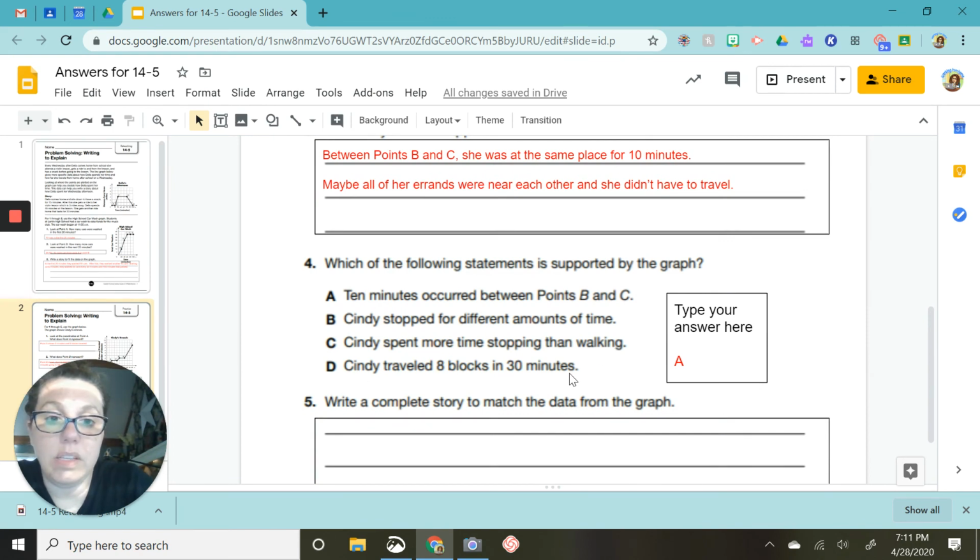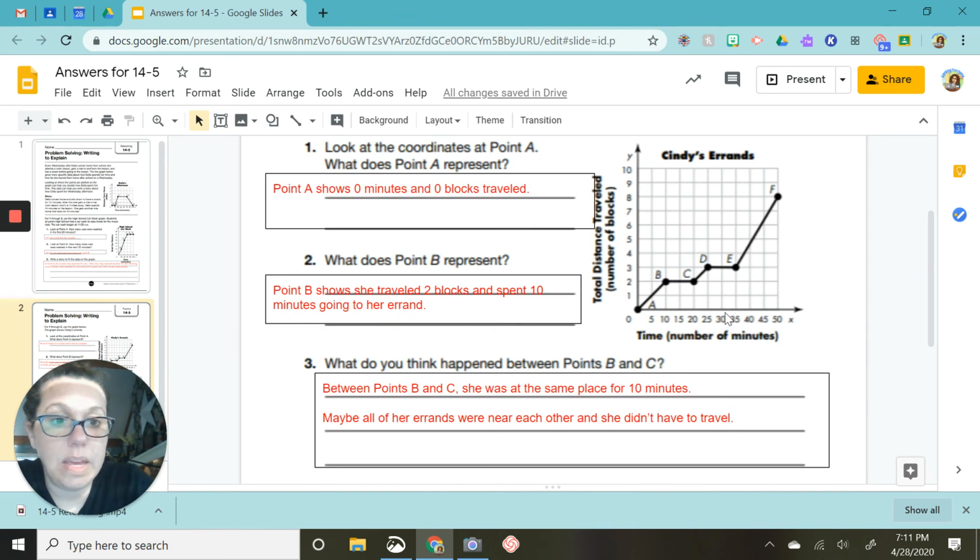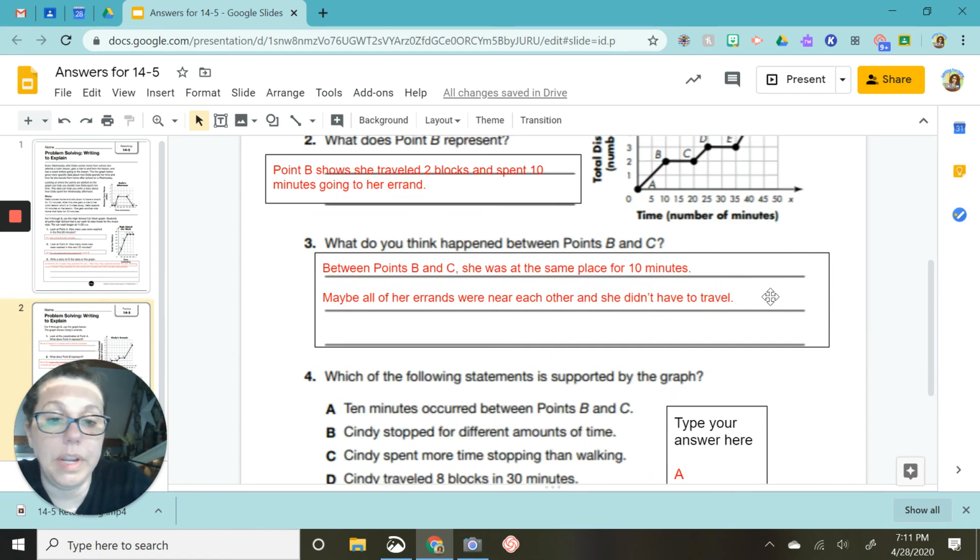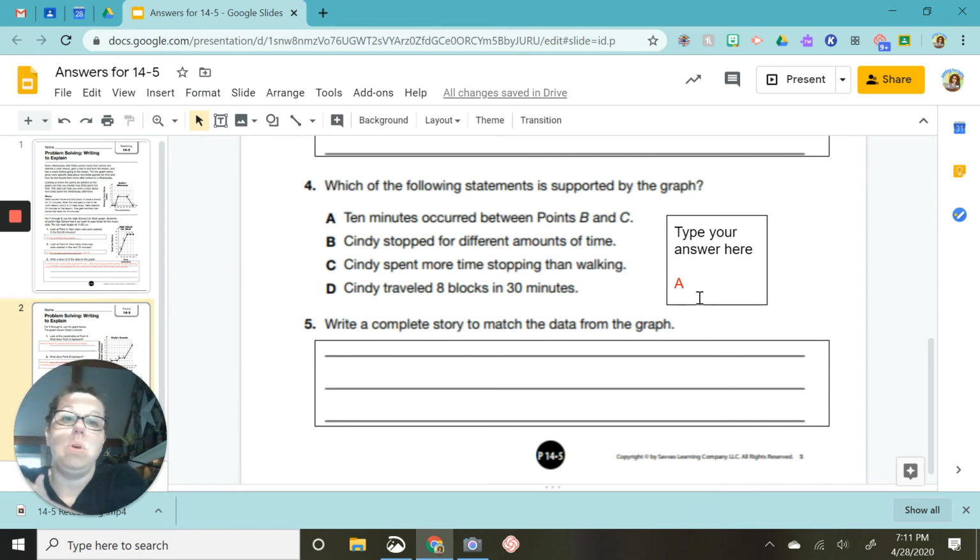Cindy traveled 8 blocks in 30 minutes. Well, this one we can look at. Here's at 30 minutes. If that was true, our point would be here. So I do not agree with that. However, if it said 50 minutes, I would agree. So I'm going to stick with that as my answer.